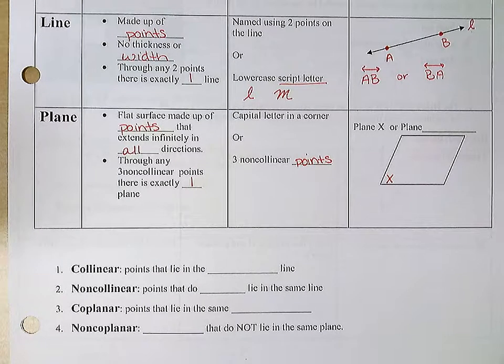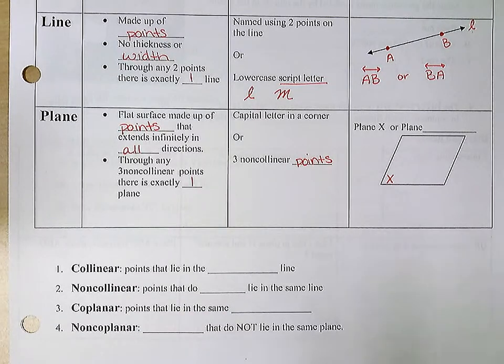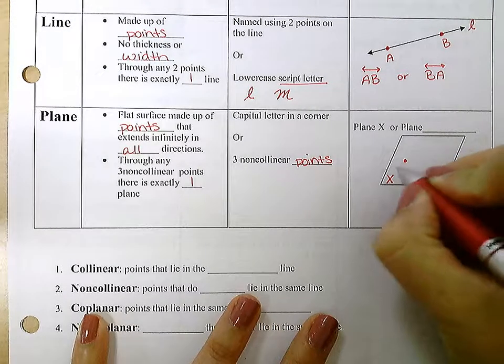When you draw a plane, it's kind of like a parallelogram. That's how I usually draw them. But again, they do extend infinitely, so these sides will keep going. We just need it to look kind of concrete as we draw it. Does that make sense? Or we can use our points.